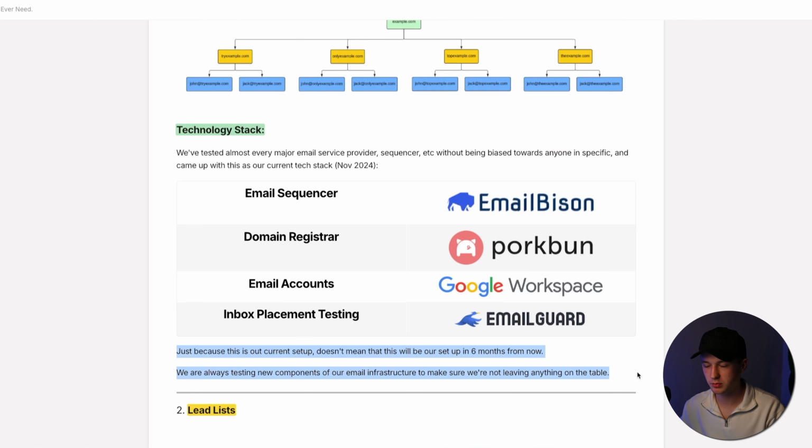Now, I want to be clear, just because this is our current setup doesn't mean that this will be our setup in like 6 months. We are constantly testing out new software, because if there's something better than what we're doing right now, we want to be on there, right? Obviously, if it makes sense financially, and if there's no operational bottlenecks. So we're always testing new components and making sure we're not leaving anything on the table. But this is right now the most optimal setup that you can get started with today. And in a few weeks, you'll already be sending cold emails.